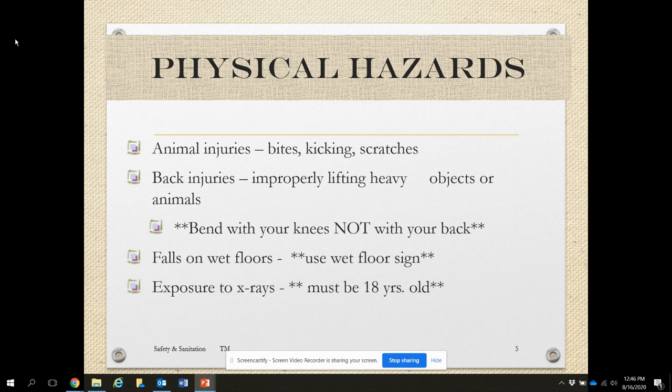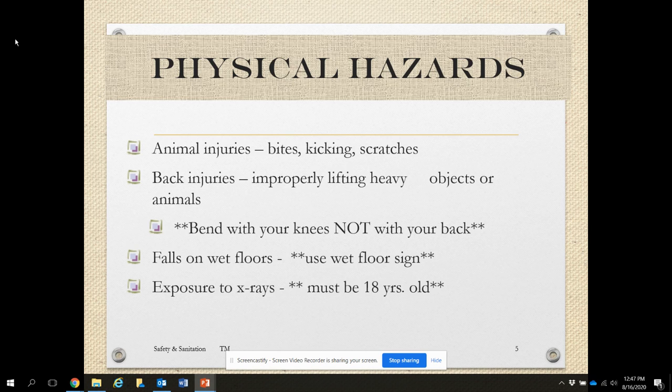So back injuries are also a problem in the veterinary field, lifting heavy objects or animals. So we want to bend with our knees, not with our back. We also want to bring that object closer to the core of our body before we stand up with it. And you don't want to do any twisting when lifting that object, or have it further away from the core of your body. So bring that object close to the core of your body, and you want to bend with your knees, not with your back, and to lift that object up.